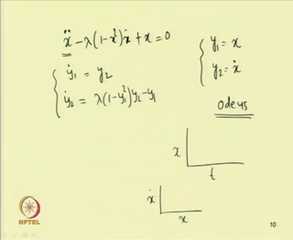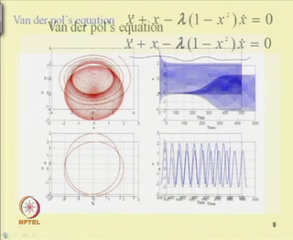So, this is the phase portrait. We can plot the phase portrait and time response. In this case, taking lambda equal to 0.4, and taking different initial conditions, the response has been plotted as shown here.